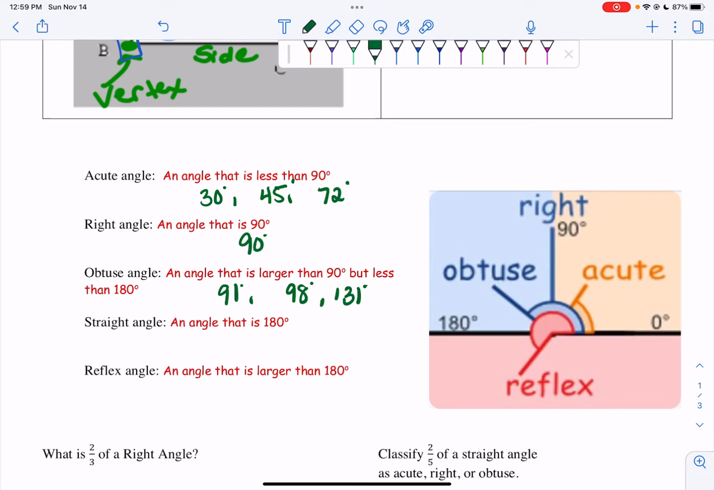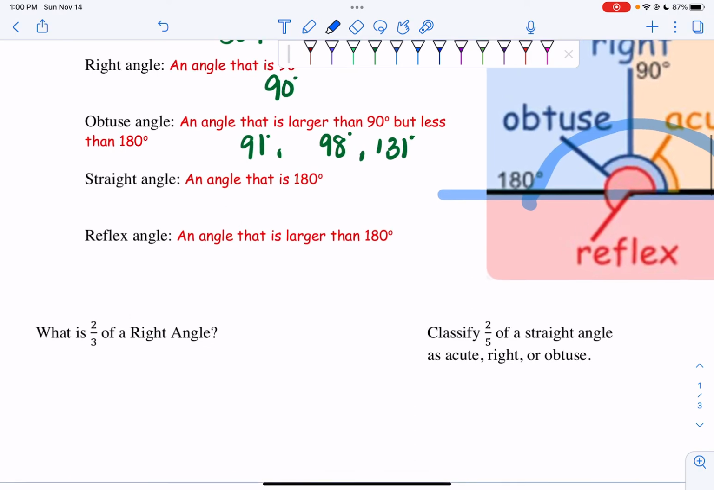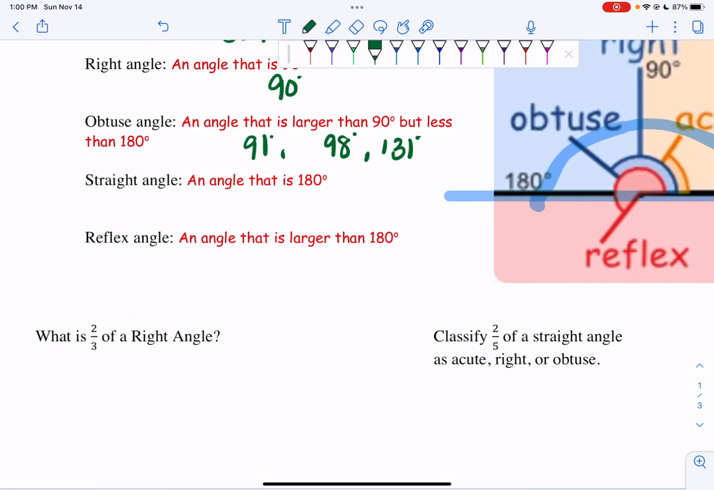A straight angle is simply an angle that's 180 degrees. So I'm going to go to this image right here, and I can see that I have a straight line that's a 180 degree angle. And then a reflex angle is basically an angle that's larger than 180. It's like 181, 195, 270. Those are examples of reflex angles.